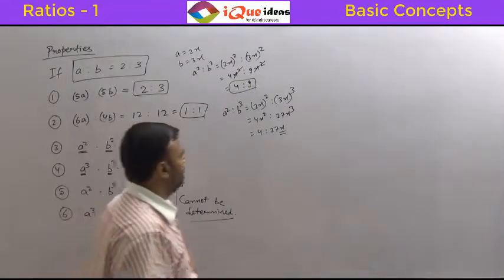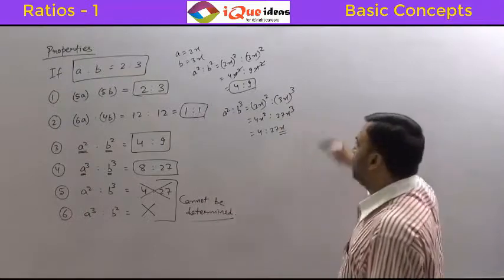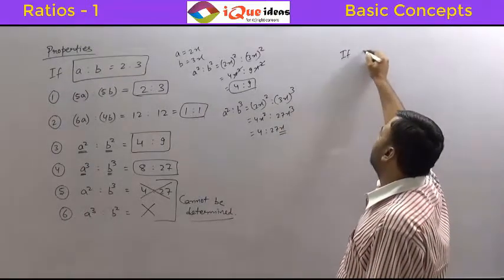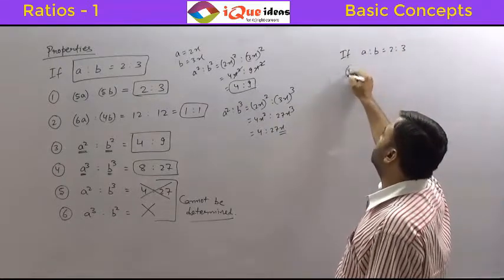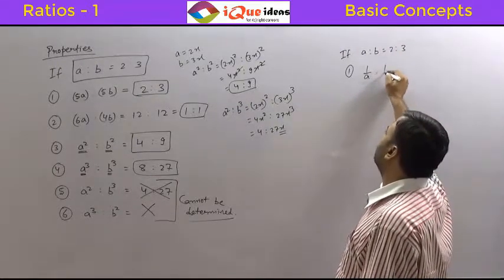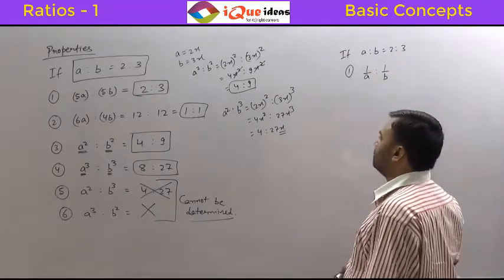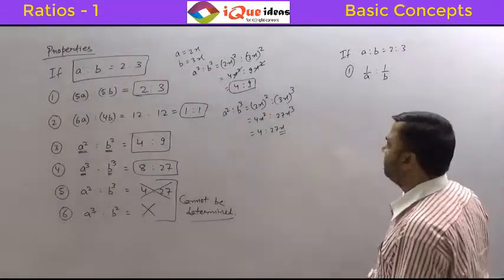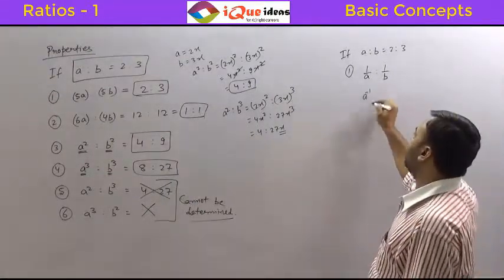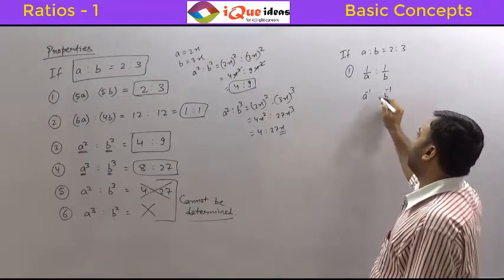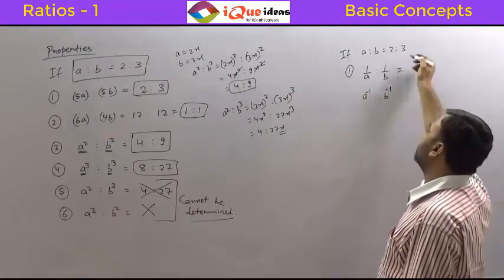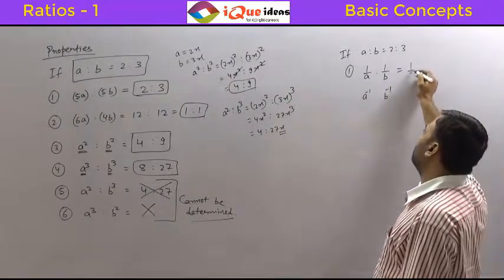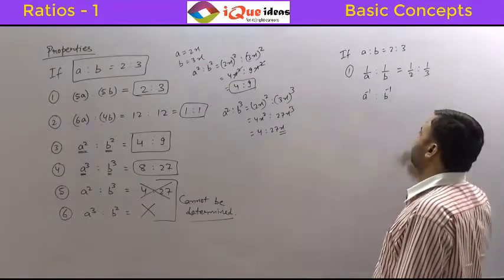Alright? Okay. Now, similarly, once more, if I say A is to B is 2 is to 3, what will be the ratio of 1 by A is to 1 by B? It is actually the same as the power thing. Why? Because 1 by A is actually A to the power minus 1, and 1 by B is B to the power minus 1. We are doing the same power, so we do the same thing to the other side also. So 2 will become 1 by 2, and 3 will become 1 by 3.